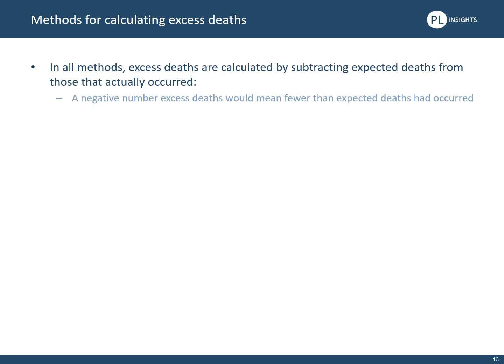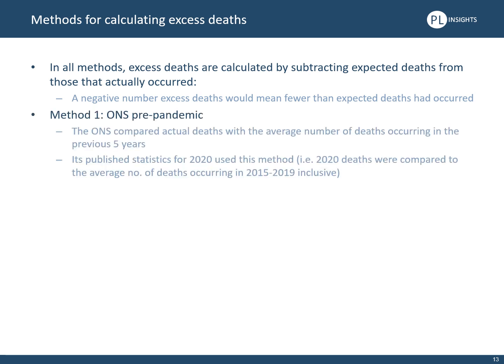Clearly, the number of deaths, in this case that have been registered, is a factual piece of information. Therefore, the variance in calculation of excess deaths is dependent on how we calculate the number of expected deaths. And this is where the Office of National Statistics has evolved its methods over time. Prior to the pandemic, method 1, it compared the actual deaths in any year with the average number of deaths that had occurred in the previous 5 years. And its published statistics for 2020, the first year of the pandemic, uses this method.